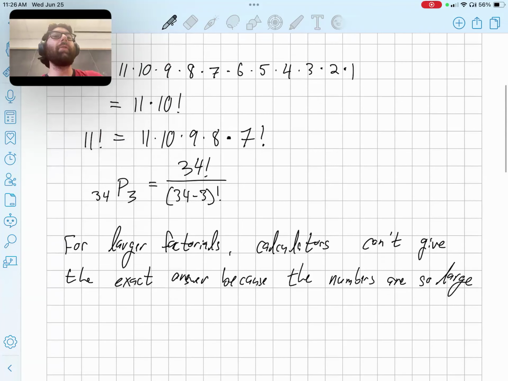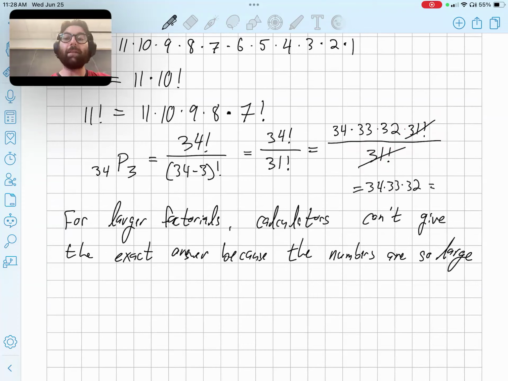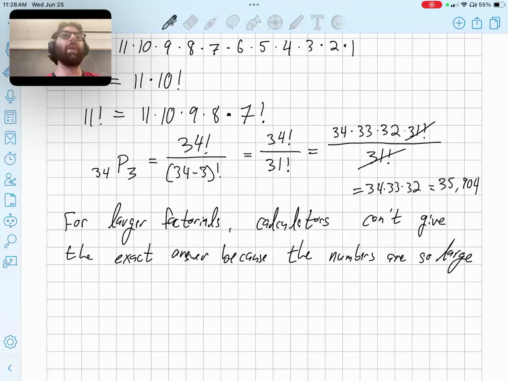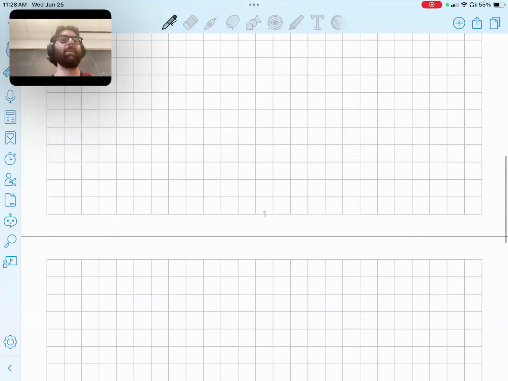And so here we're multiplying by 31 factorial and dividing by 31 factorial. And so these 31 factorials, they're numbers, they cancel. And we're left with 34 times 33 times 32, which is still a big number, but the calculator can handle it just fine. And it's 35,904. Okay, and so in this video, we're just going to keep practicing with these sorts of factorial identities.